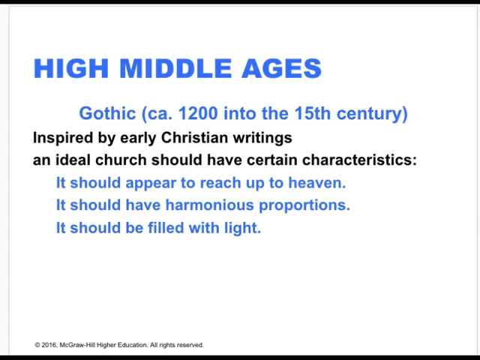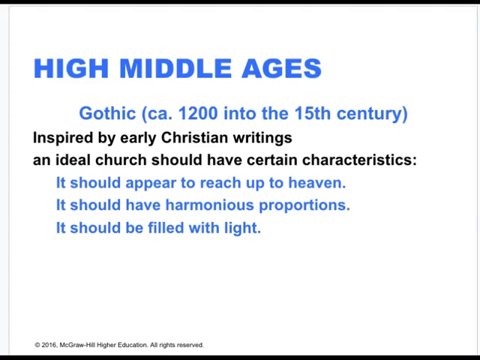Inspired by early Christian writings, an ideal church should have certain characteristics. It's not biblical. It's just what people over time came to this belief. And then you see the evidence of that in the architecture. So these early Christian writings had this essence of promoting appearing to reach to heaven, harmonious proportions, and filled with light. They thought those characteristics were very divine and awe-inspiring. And that's what a church should have.